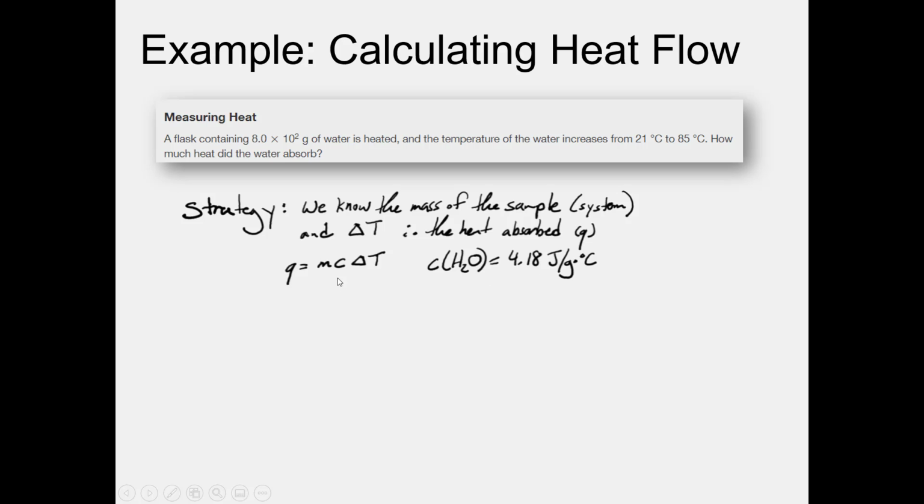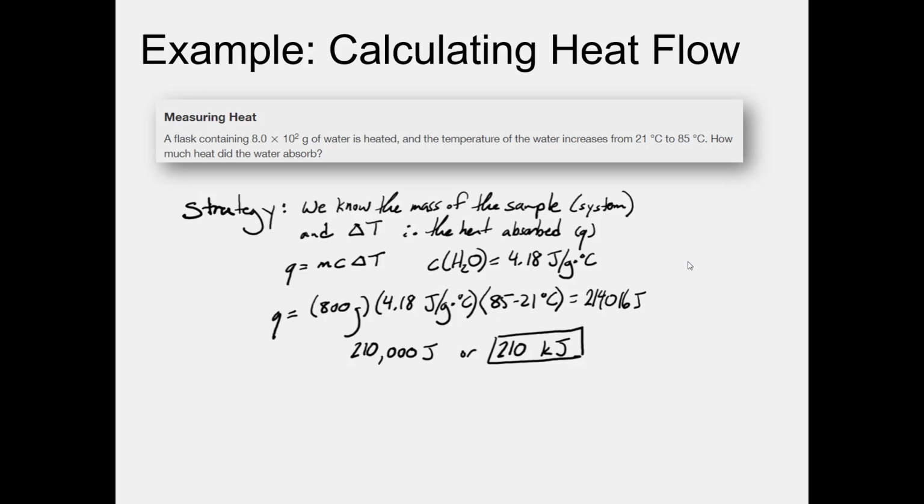Okay, so having all these values, we just need to plug them into the relevant equation to find our heat Q. Q is equal to 800 grams, that's the mass of the water, times the specific heat of the water, 4.18 joules per gram degree Celsius, times the difference in the final and initial temperatures. So we have 800 times 4.18 times the difference of 85 and 21. Crunching those numbers, we get that the overall energy change, the overall amount of heat absorbed by the water, is 214,016 joules. And considering our significant figures, we have two significant figures in the mass, we have two significant figures in the temperature, so we're only entitled to report the amount of heat absorbed to two significant figures.